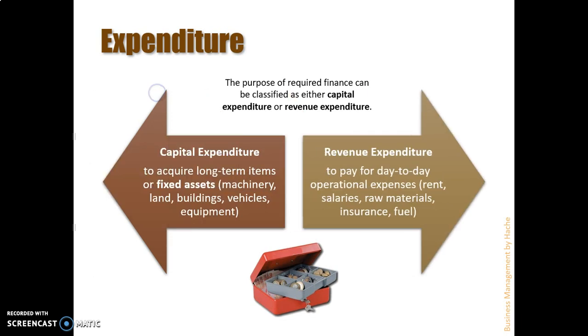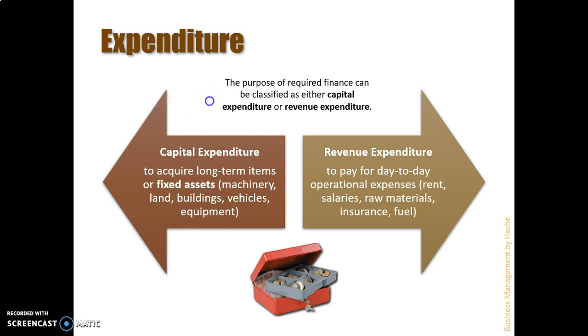On the other hand, you can also use your money as revenue expenditure, which is using your money to pay for day-to-day operational expenses like the rent, salaries, raw materials, insurance, fuel, energy, water. Okay, so paying for all those day-to-day, month-to-month expenses are considered revenue expenditure. These are the two possible directions your money can take when you use that money in your business.